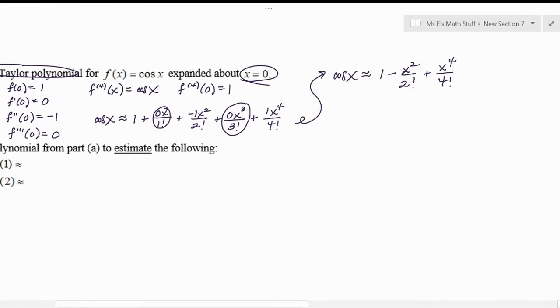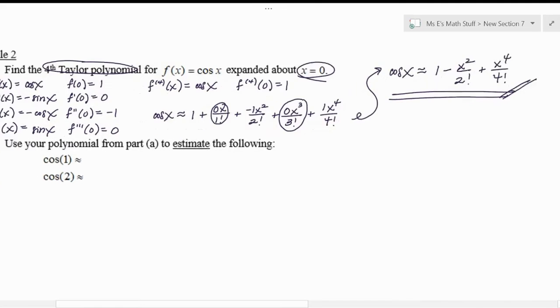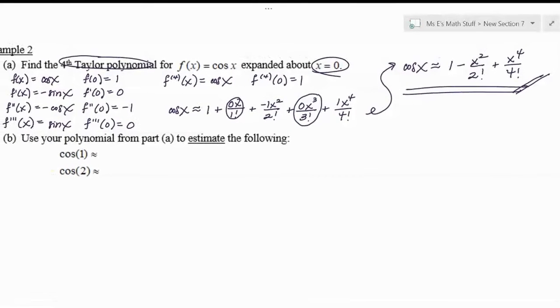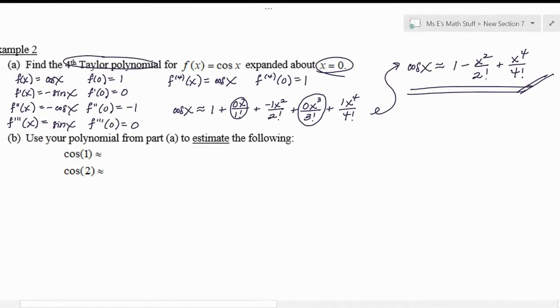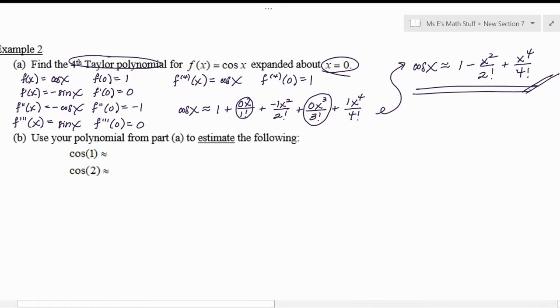There we go. And you could see that cosine of x, as you add terms, has its own pattern, which we will talk about in the future. But for now, this was the ideal answer for part A. So congratulations if you got it. Now, the next couple parts, I'm going to have a part B and a part C to this problem. And when we get to part C, it's going to be very, very, very AP prep style type stuff. So for part B, use your polynomial from part A to estimate the following.